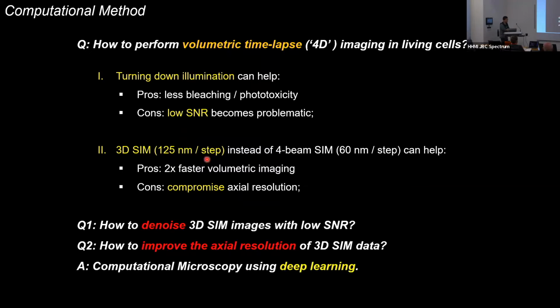So we decompose the overall challenge into 2 subproblems. The first question is how to denoise 3D SIM images with low SNR. The second question is how to improve the actual resolution based on the 3D SIM data without adding the laser power. We then considered the very popular computational microscopy nowadays, using deep learning to improve the actual resolution of the 3D SIM without introducing additional laser dosage.